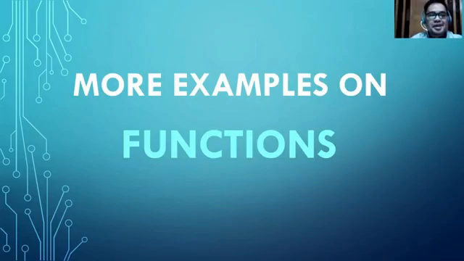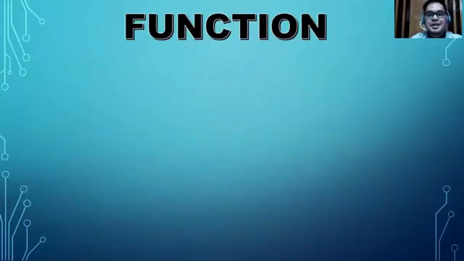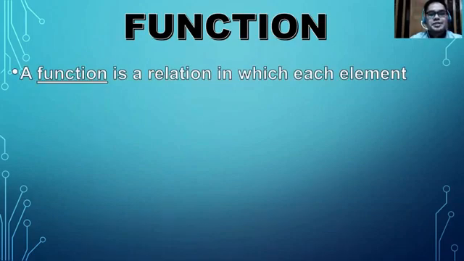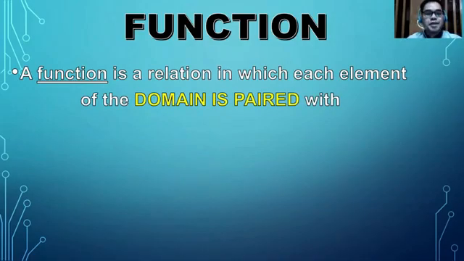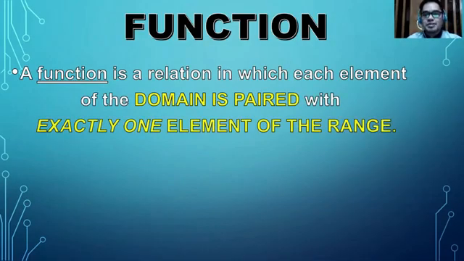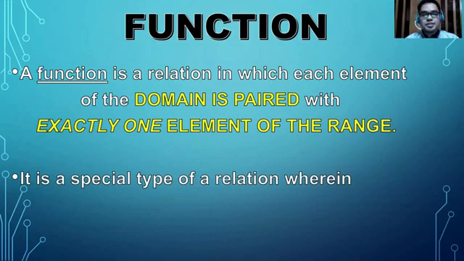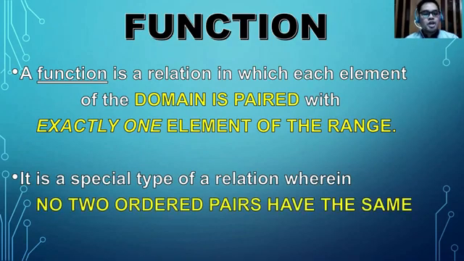But before anything else, let us review first the definition of a function. A function is a relation in which each element of the domain is paired with exactly one element of the range. It is a special type of relation wherein no 2 ordered pairs have the same abscissa. Please do remember the highlighted phrase so that it will be easy for us to identify a function in different forms of relation.